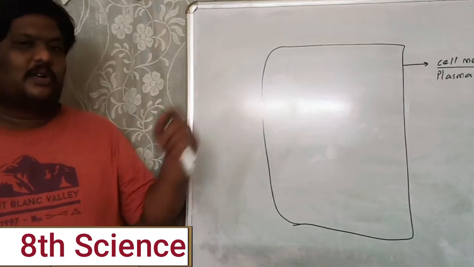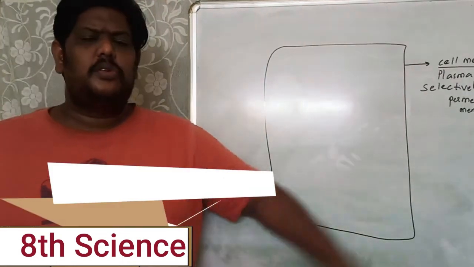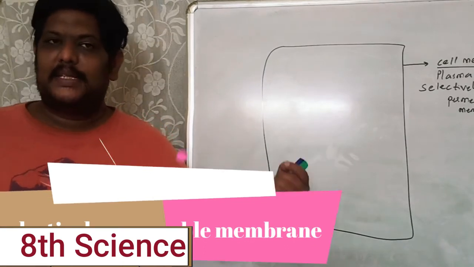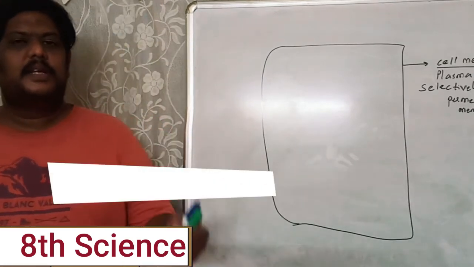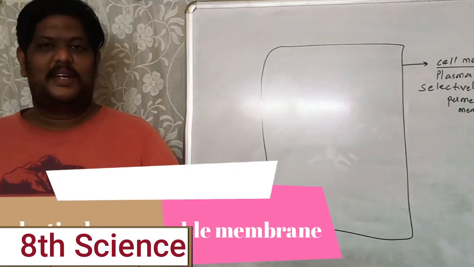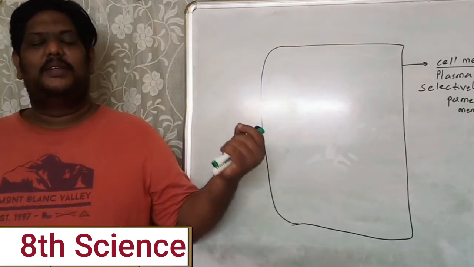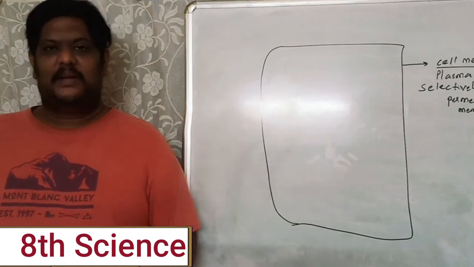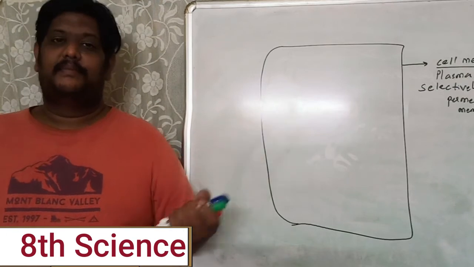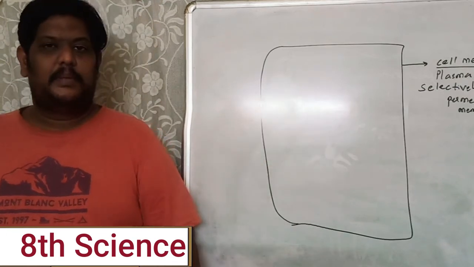So it is also called a selectively permeable membrane. Why is it called a selectively permeable membrane? Because it allows only a few things to come inside and a few things to go outside. So it has control over the things which have to go out and which have to come in. It is very much selective. That's why we call it a selectively permeable membrane.